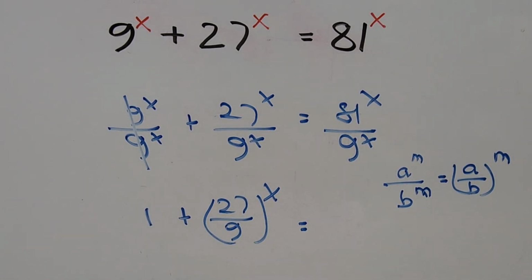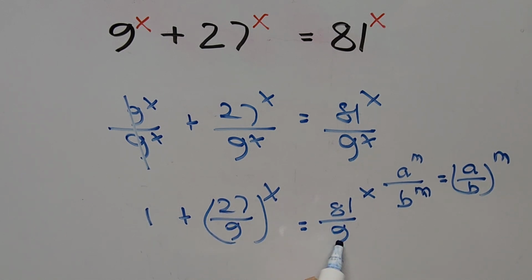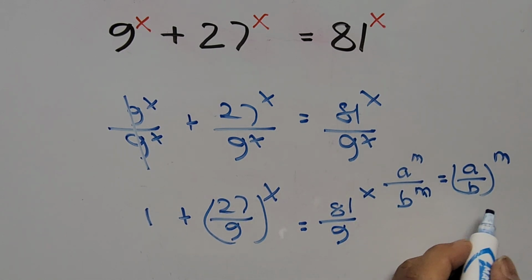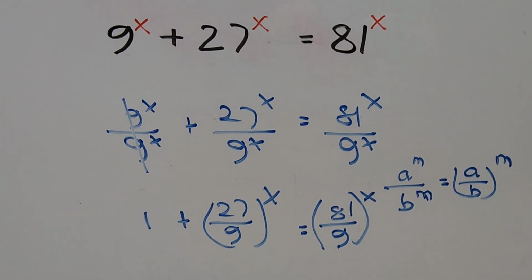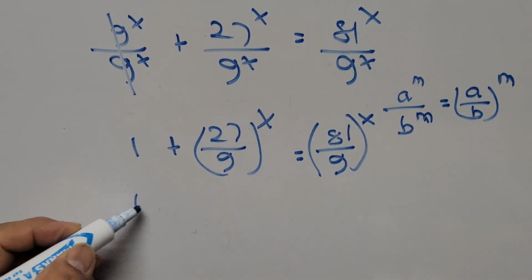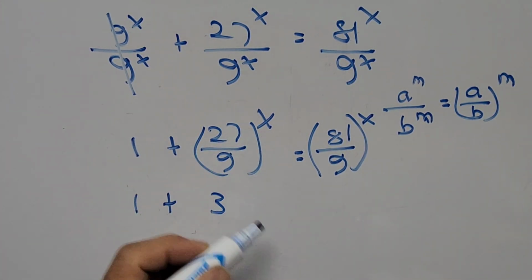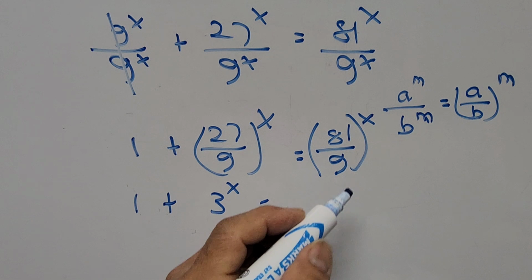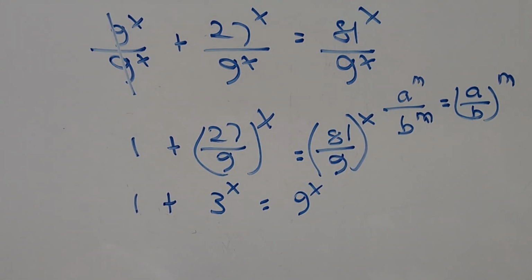Likewise, on the right hand side of the equation, 81 to the power of x divided by 9 to the power of x. We're using the same formula. And so now let's simplify it further. So we have 1 plus 27 divided by 9 is 3, right? To the power of x equals, right hand side, 81 divided by 9 is 9 to the power of x.